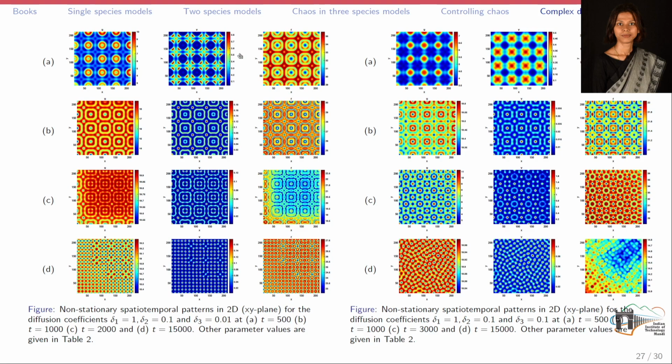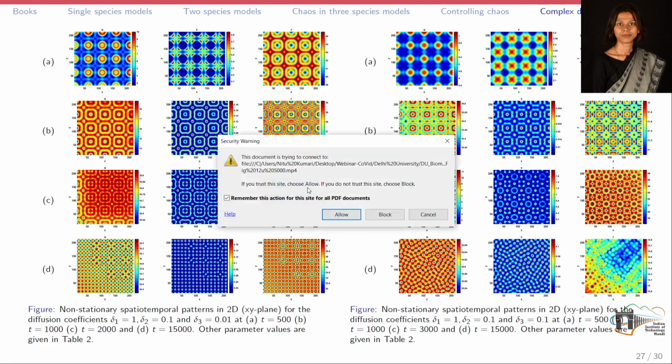What we are doing is changing the time for simulation. When this simulation was done for t equal to 500, this was the pattern, or the distribution of the species, seen in the spatial domain. And as we increase the time, we see that these patterns are changing with time, which are spatiotemporal patterns.